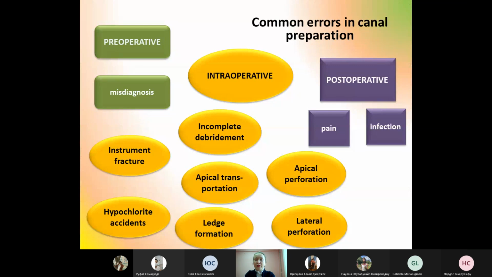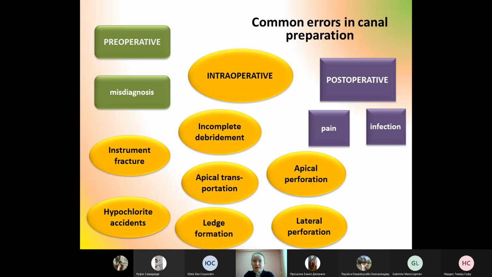Here you have grouped common errors in canal preparation. Basically, they fall in these categories: preoperative, intraoperative, postoperative. So preoperative is misdiagnosing. Yes, of course, a correct diagnosis is important for development of an appropriate treatment plan. That's why collection of anamnesis of the patient's disease and doing all necessary main and extra examinations would prevent misdiagnosing.